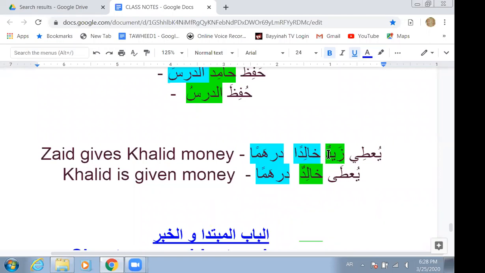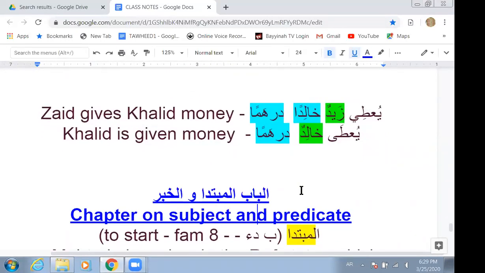When we remove the fa'il from the picture, the first maf'ul bihi jumps and takes the place of Zaid, and its status will change from nasab to rafa. And then the second maf'ul bihi, what happens to it? It will stay in its place, nothing changes in it. So if we change the sentence to the passive, that's going to be yu'ta Khalidun dirhaman. Khalid is given money. So is this much clear to everyone about the lazim and the muta'addi things?